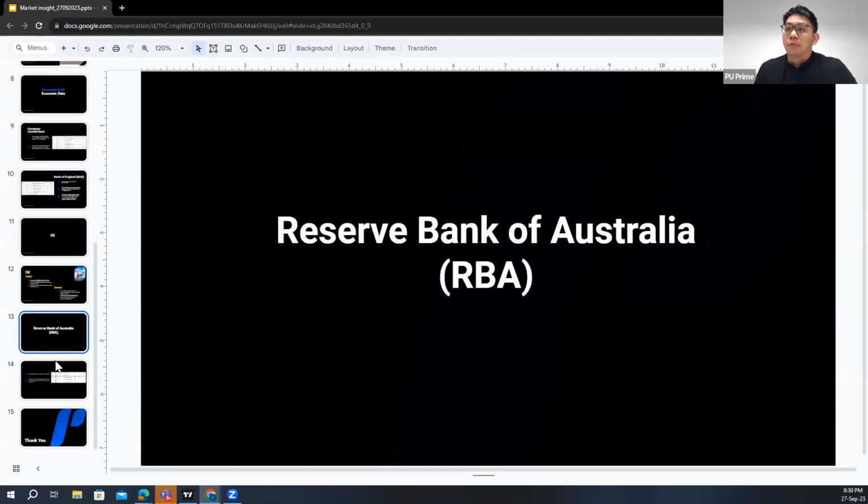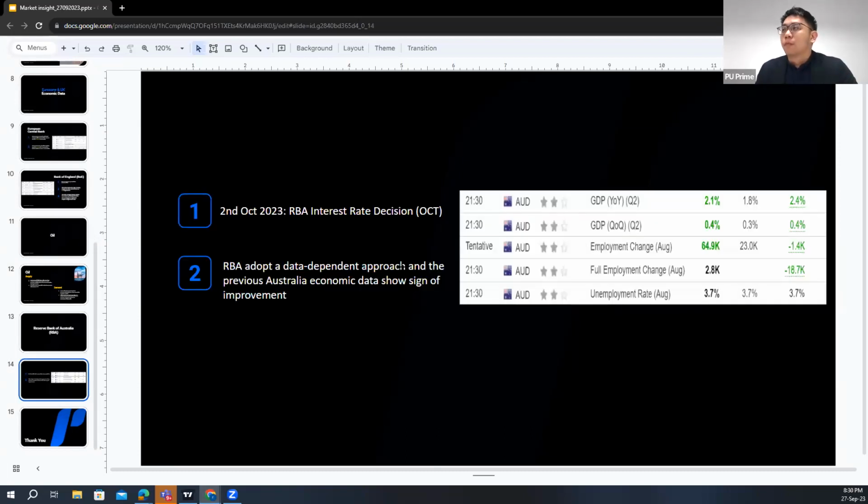Lastly, we will briefly discuss the RBA, or Reserve Bank of Australia. If you remember, for the previous 3 times, they decided not to raise the interest rate in Australia. So the Australia interest rate has already stopped increasing for the past 4 months. But we also know that the RBA adopted a data-dependent approach when they decide on interest rates.